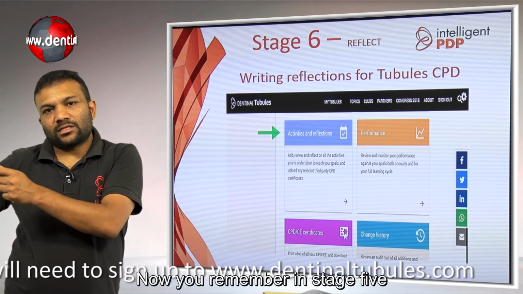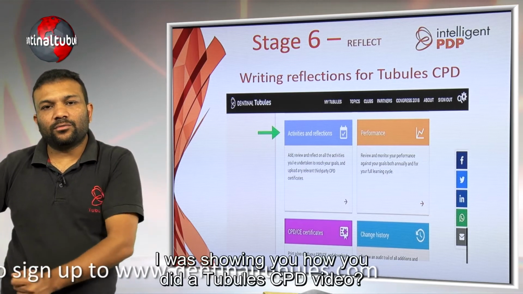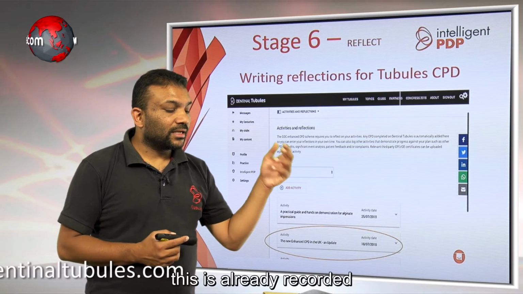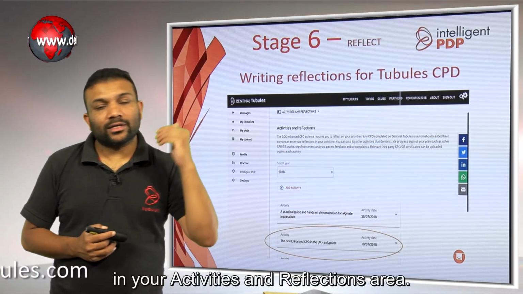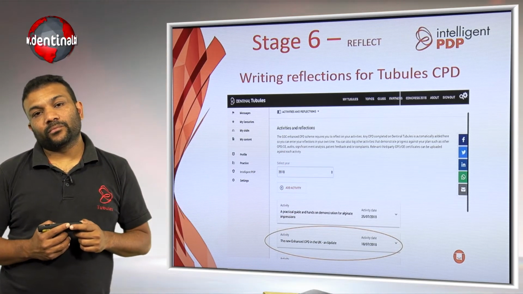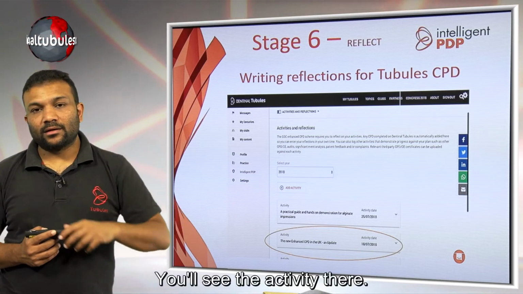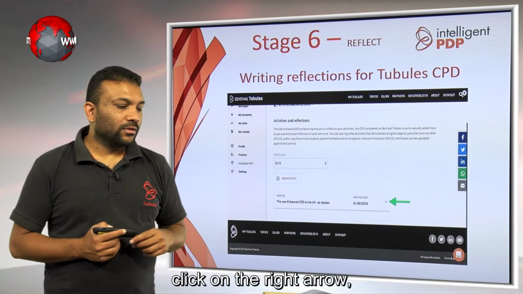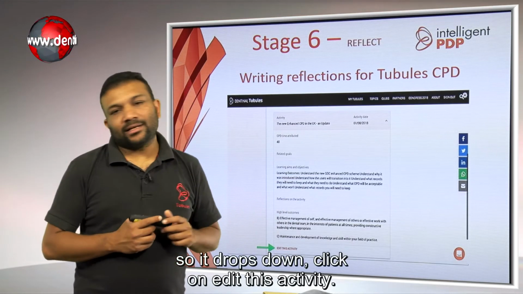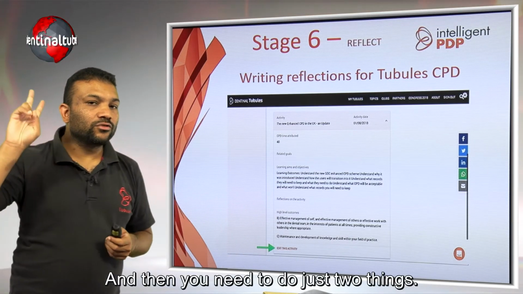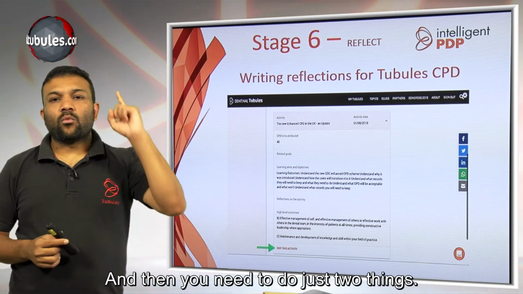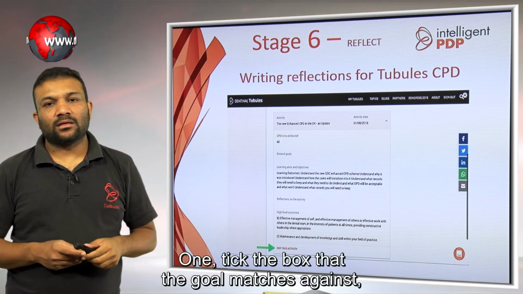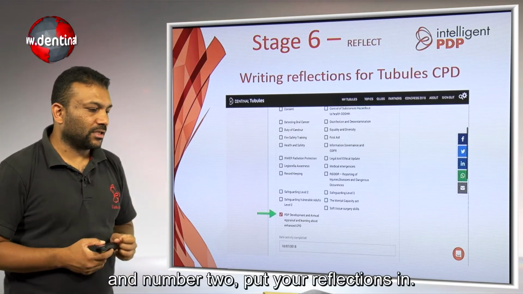Now you remember in stage 5, I was showing you how you did a tubule CPD video. Well, guess what? This is already recorded in your activities and reflections area. You'll see the activity there. So all you have to now do is click on the right arrow, so it drops down. Click on edit this activity. And then you need to do just 2 things. 1, tick the box that the goal matches against. And number 2, put your reflections in.